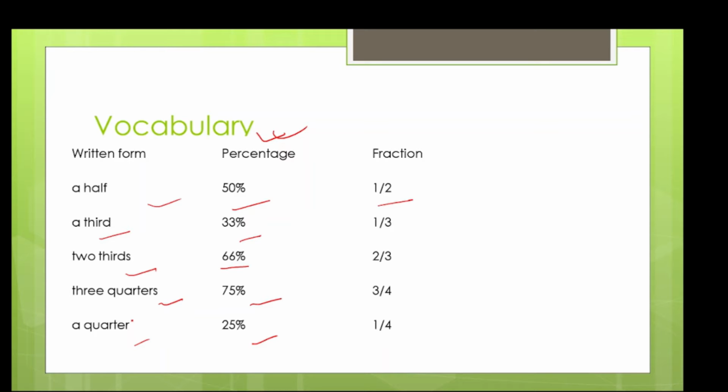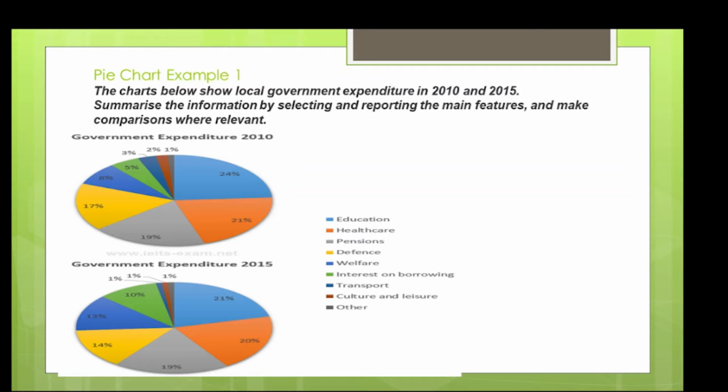And now let's take an example and see how to write a complete pie chart report. So first thing we do is we read the question and understand what this pie chart is about. The charts below show local government expenditure in 2010 and 2015. So they have taken these 2 years and they have told about local government expenditure. Okay. So here you can see government expenditure in 2010 and this is 2015.